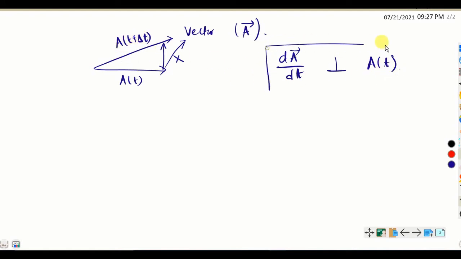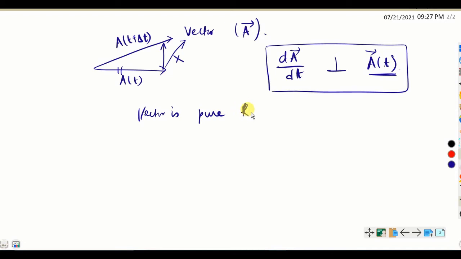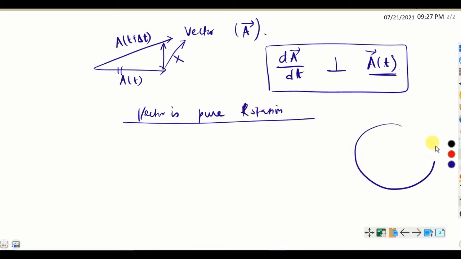From where it has started, this one is the base A(t). So if the change in this vector is perpendicular to this vector, then we call it that the vector is rotating, a pure rotation. Now what does pure rotation mean? Like a circle, you have the center and you have this radius. So this radius is always the same.